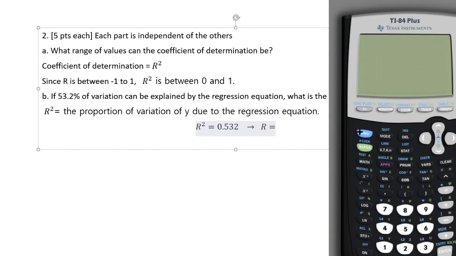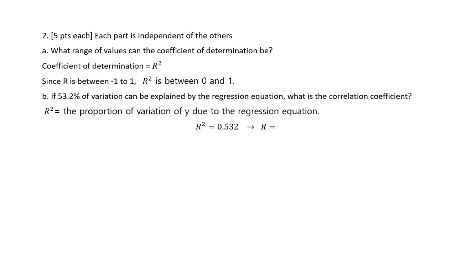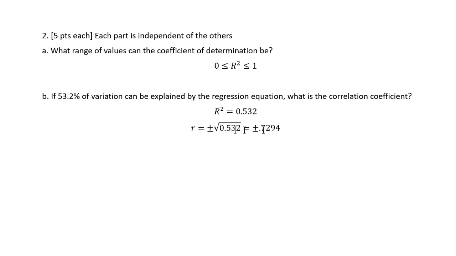So let's try that. The square root of 0.532, and I get 0.7293 or 0.7294. But one thing that you have to be careful about is that the correlation coefficient r could be between -1 and 1, so it could also be negative. So the answer should come out as plus or minus 0.729. Okay? So r should be plus or minus 0.7294.